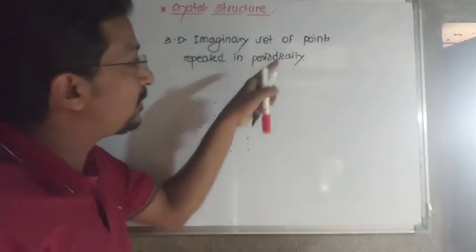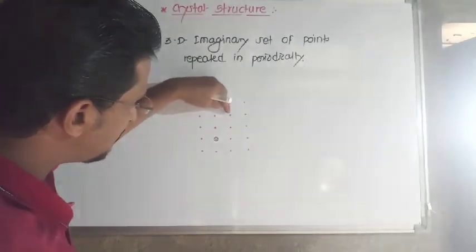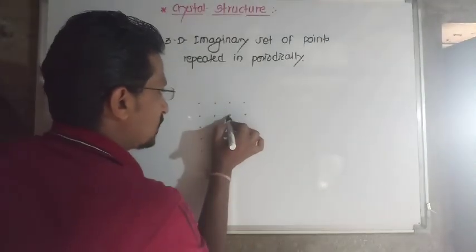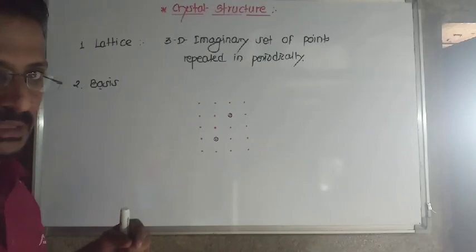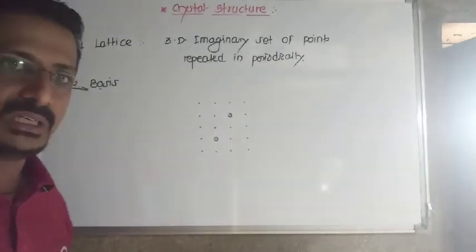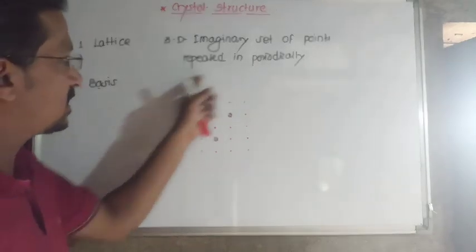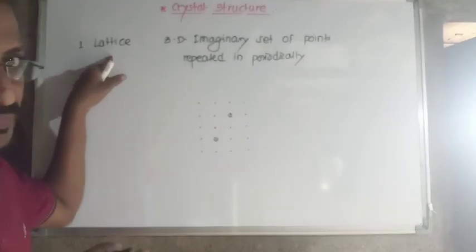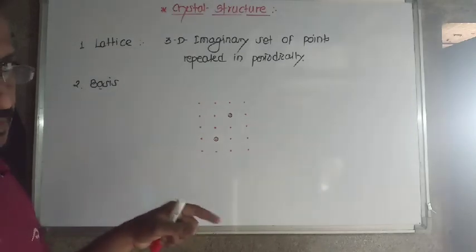Repeated periodically means that if you consider the environment of any point, then surrounding this point at a particular distance, whatever set of points comes, the same environment is present for all these points. This point also has the same environment, and all these points. That is why it is said that periodic repetition is there. So this set of points is called a lattice.